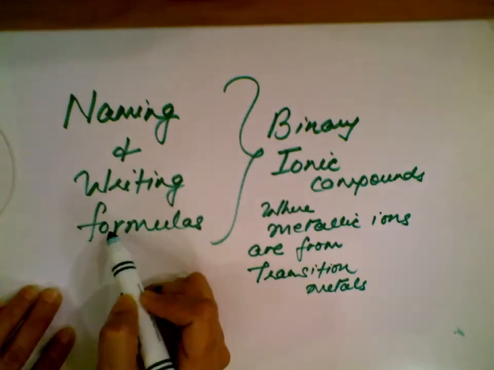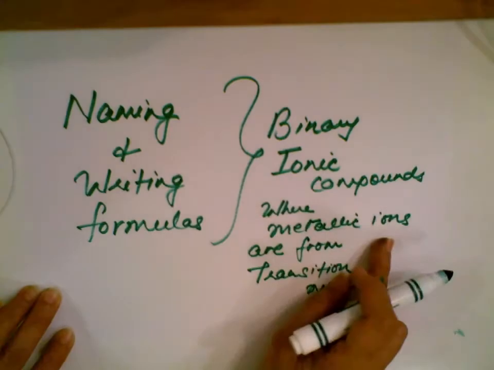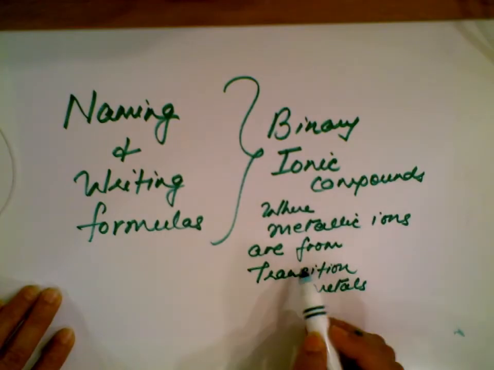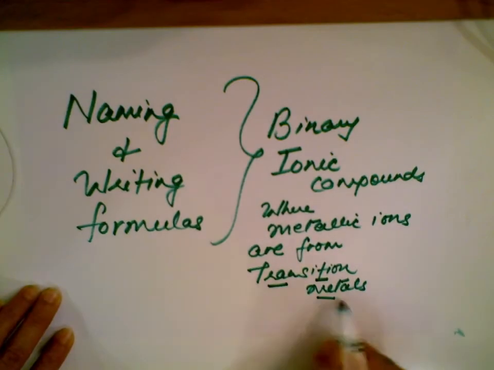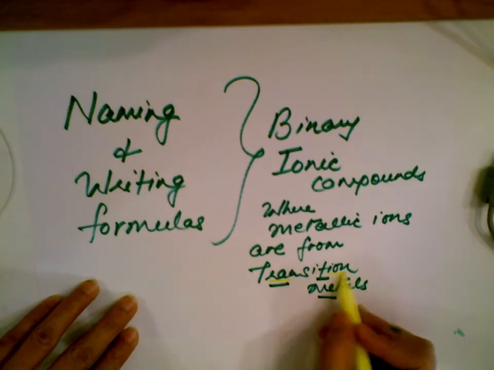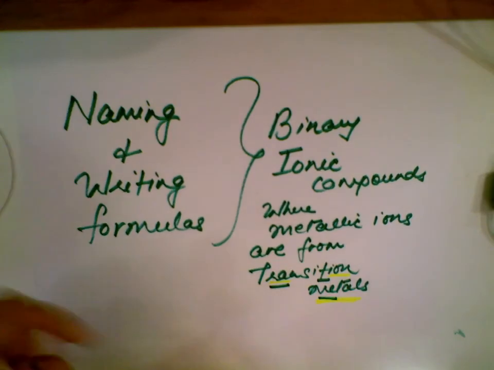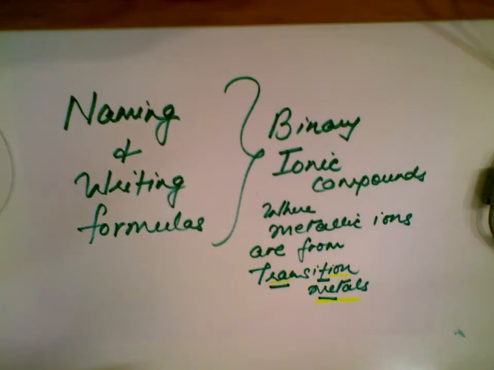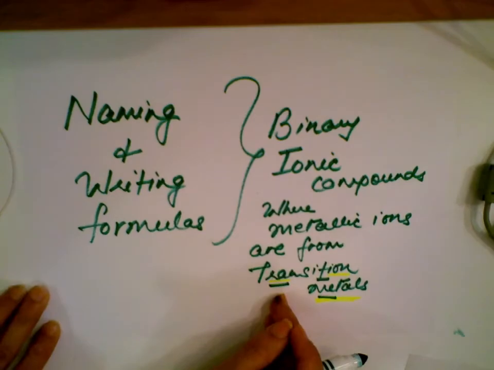Naming and writing formulas for binary ionic compounds where metallic ions are from transition metals. So last time we learned when there were no transition metals. This time we are working on the binary ionic compounds with the transition metals.